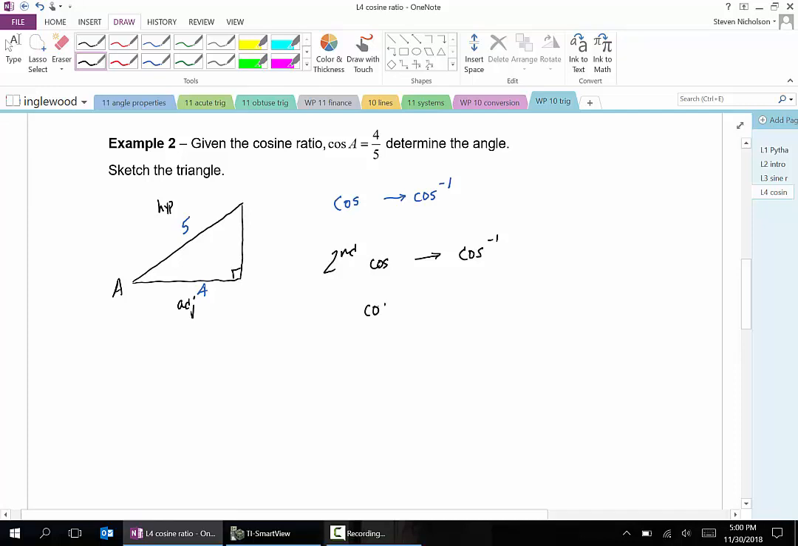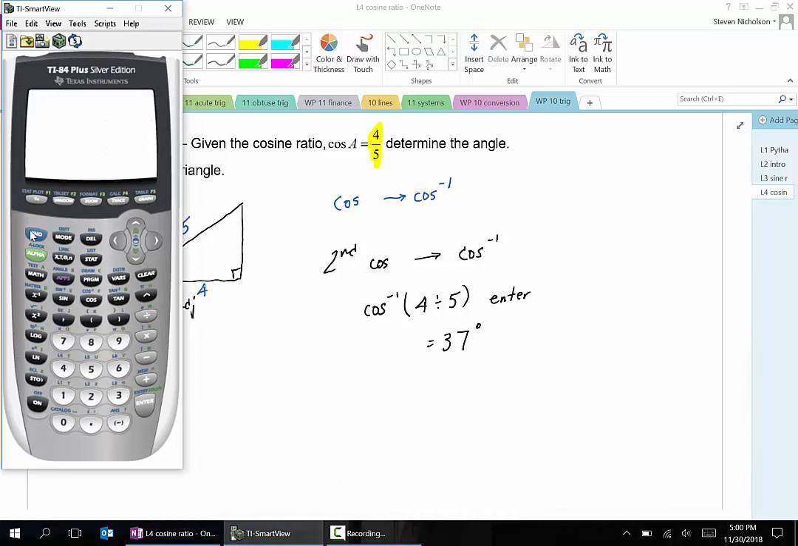And then we're going to go ahead on our calculator and punch in the ratio that is right here, just as we did with the sine. And when we hit enter or equals, our calculator is going to spit out the angle, and in this case it's 37 degrees. So let me show you that.